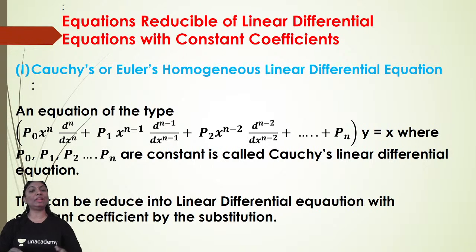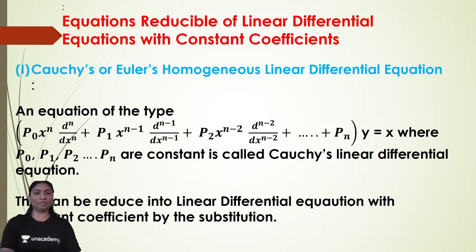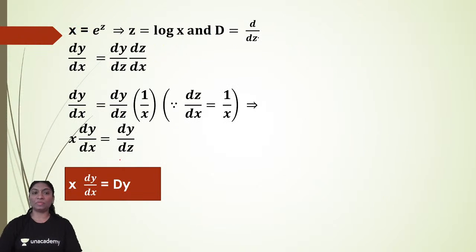There is no direct rule to find the solution for this Cauchy's differential equation. So what we will do is first convert this Cauchy's differential equation into a linear differential equation with constant coefficients by using the substitution x = e^z, that is z = log x, and d/dx = d/dz. Okay, so what will it give us here? See, p0 x^n d^n y/dx^n. So your equation becomes, now see, once you write x = e^z, see, x = e^z.